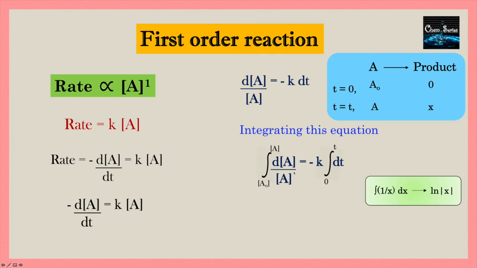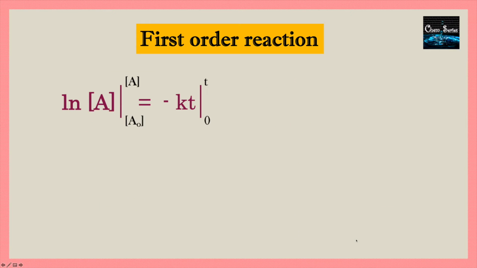Likewise, 1 by A dA will become ln A. So ln A, and your upper limit will be A, concentration of the reactant A, and your lower limit is initial concentration A naught. That is equal to minus k dt. On integrating dt, it becomes t. And your upper limit is t and your lower limit is 0.